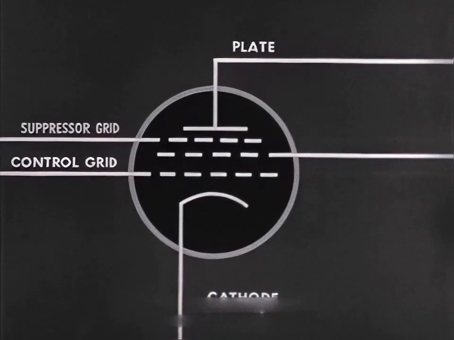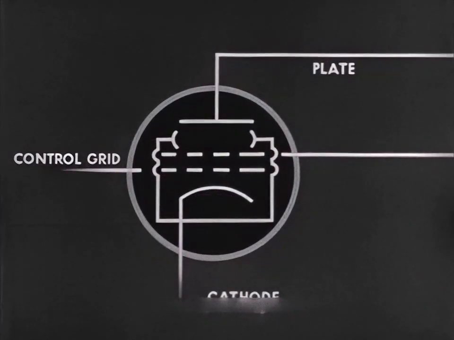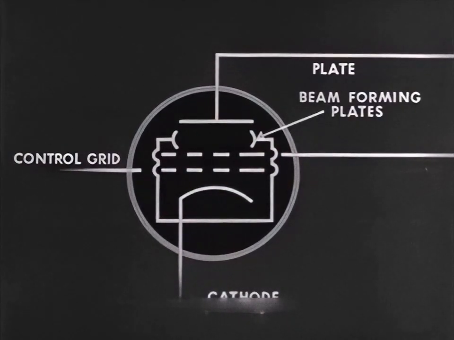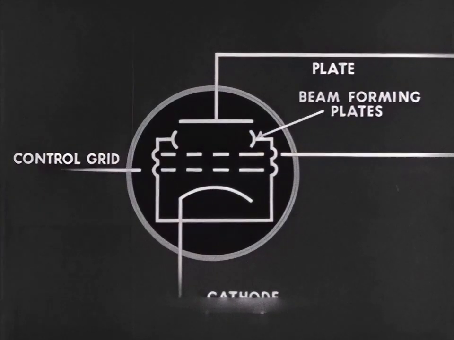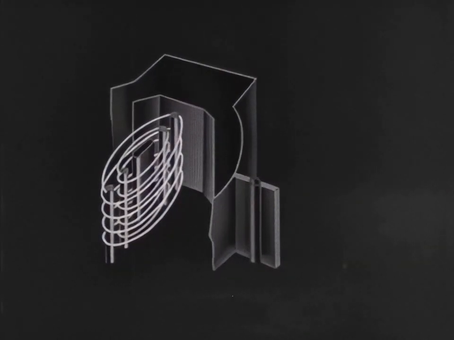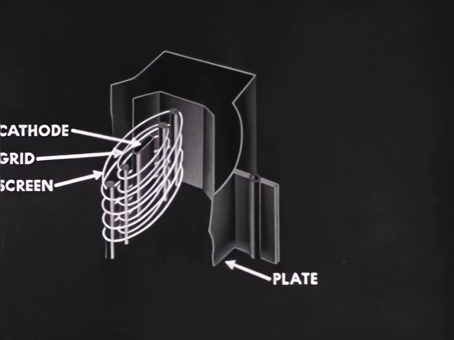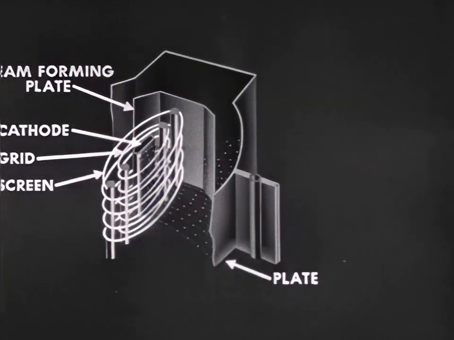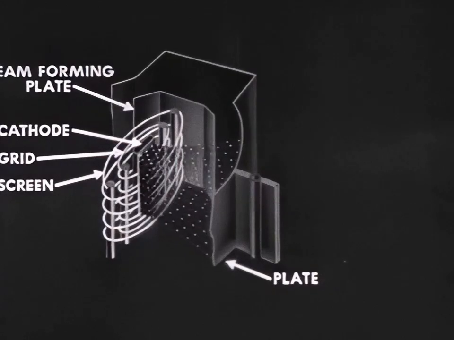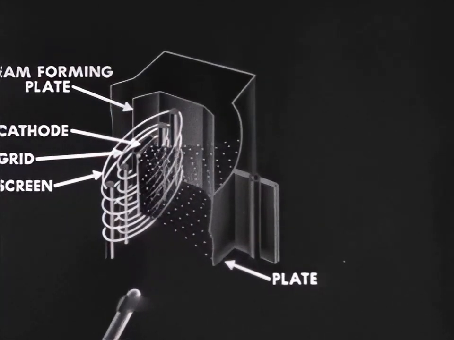The suppressor grid between the screen grid and the plate in the pentode may be omitted. Instead, what is known as beam-forming plates are substituted. This is the symbol for the beam power output tube. This tube is built with the usual cathode, grid, screen, and plate. The beam-forming plates are so placed as to direct the cathode-to-plate stream of electrons in a beam. Here the stream of electrons carries the secondary electrons, which are knocked off, back to the plate, thereby eliminating the necessity for a suppressor grid.